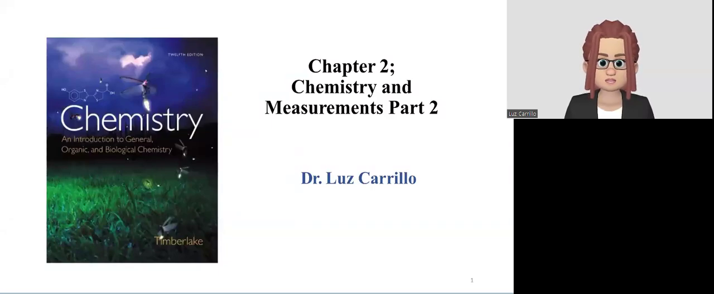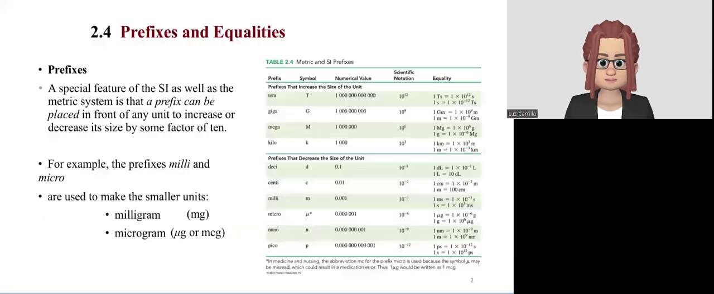In this video, we're going over part 2 for the concepts of chapter 2, which is titled Chemistry and Measurements. Now we are going to learn about prefixes and equalities. Prefixes provide a standardized way to express different magnitudes of a base unit. It is a special feature of the SI as well as the metric system.